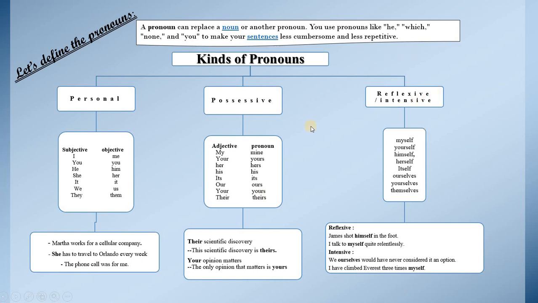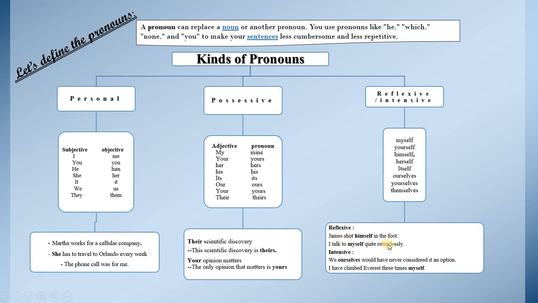Reflexive and intensive pronouns: myself, yourself, himself, herself, itself, ourselves, yourselves, and themselves. These are used in order to show emphasis on something, or when I want to express that the object is me or someone else. The object is the subject too. Or I want to emphasize something. Reflexive and intensive pronouns are the same, but they differ in meaning.